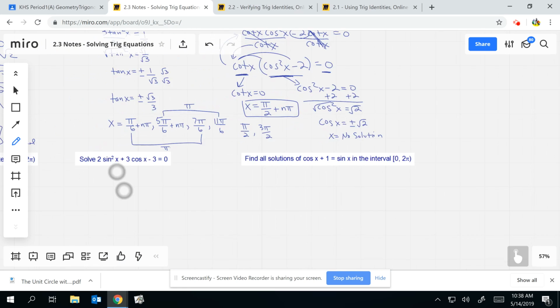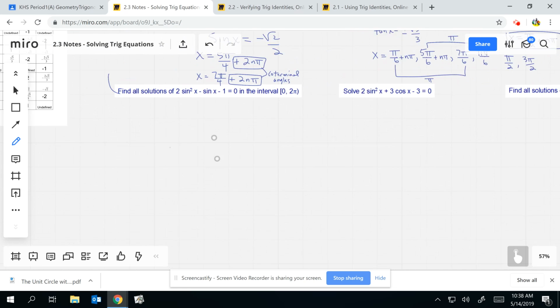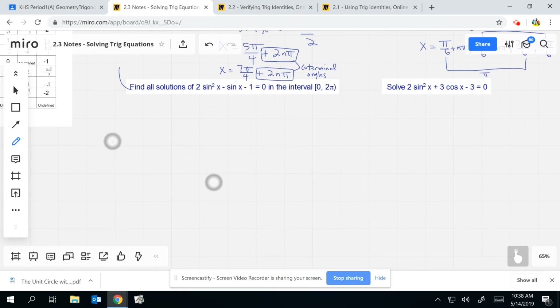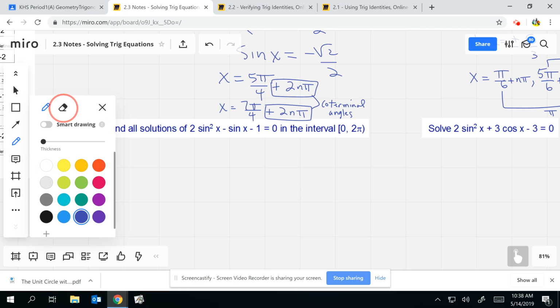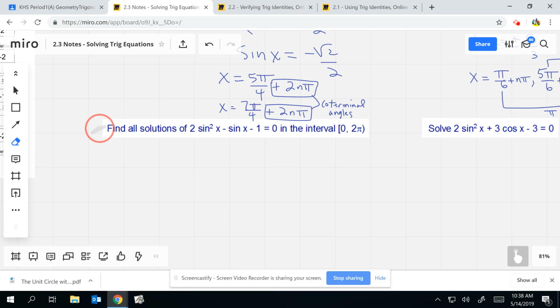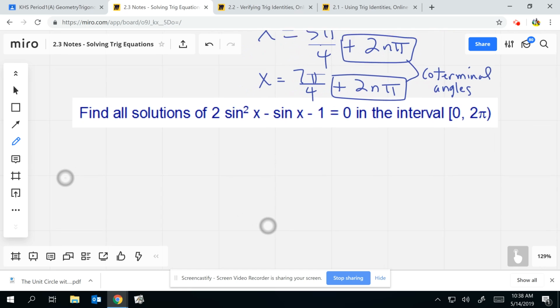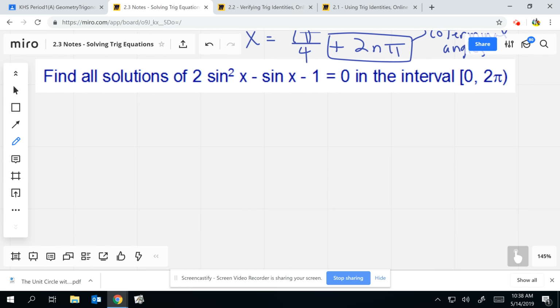All right, moving on to this fourth one. Find all the solutions. Now here's where we're going to start with our intervals. Okay, so this time you don't have to write the n pi's. You just have to write whatever answers fall between 0 and 2 pi.